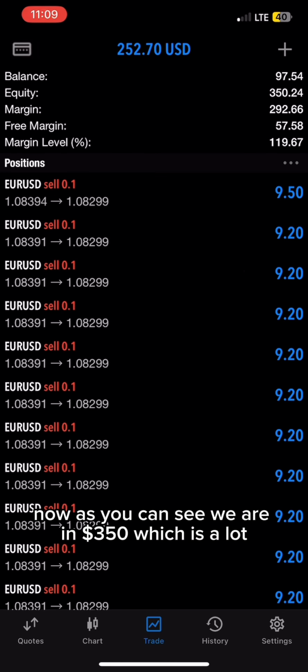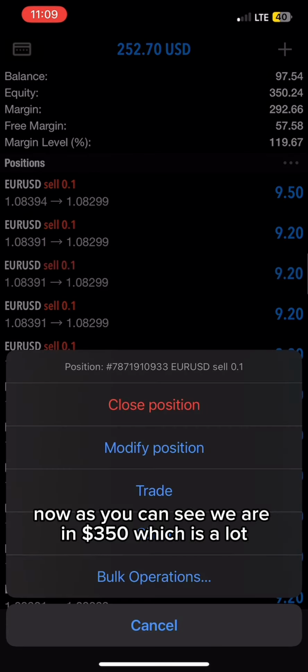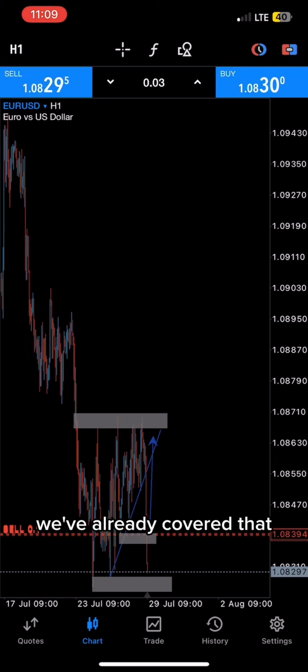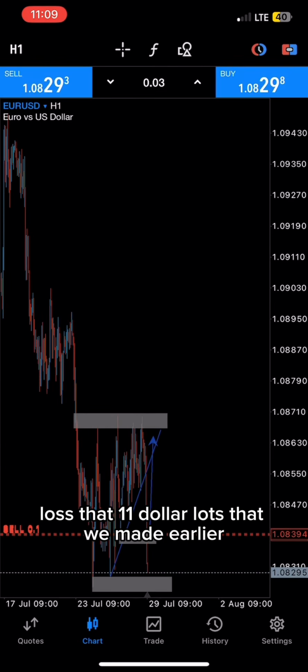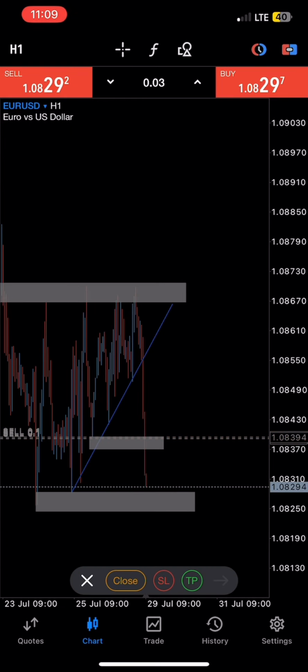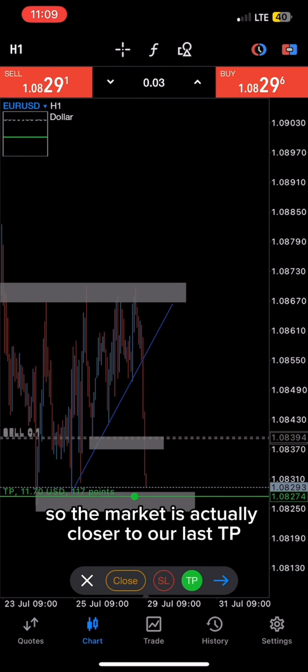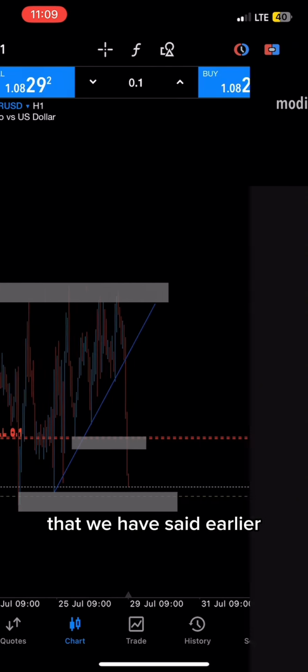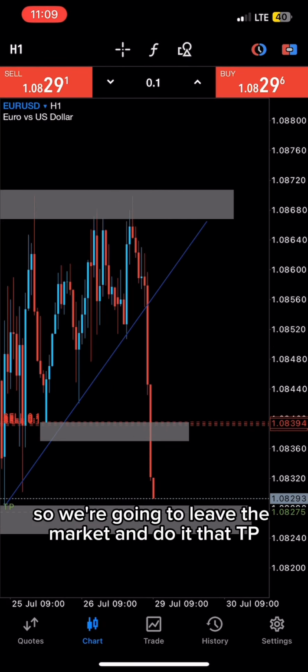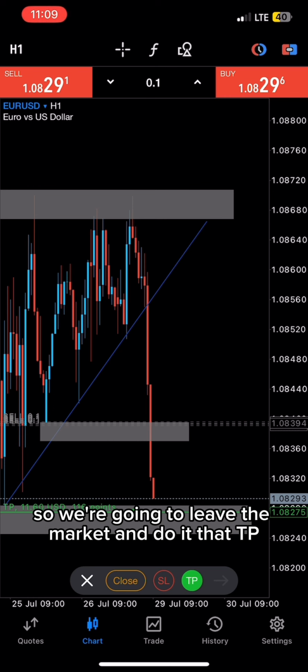Now, as you can see, we are in $350, which is a lot. We've already covered that loss, that $11 loss that we made earlier. So the market is actually closer to our last TP that we have set earlier. So we're going to leave the market until it reaches that TP.